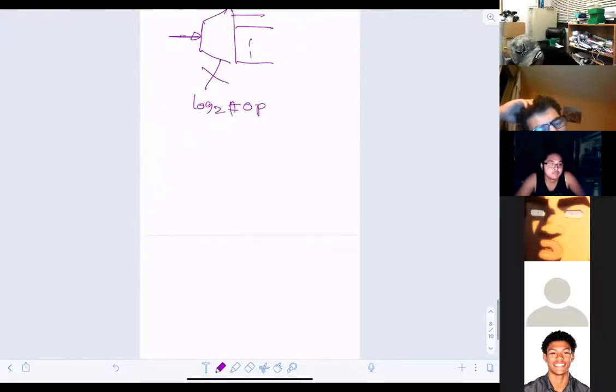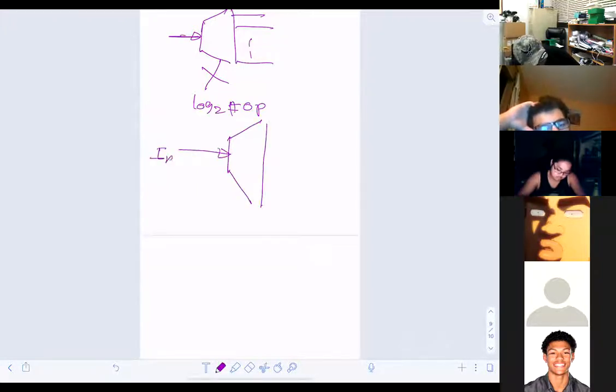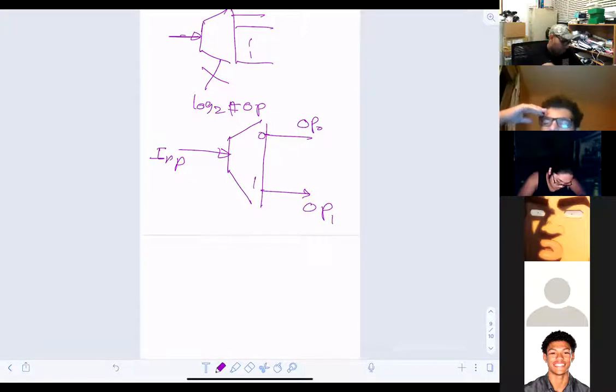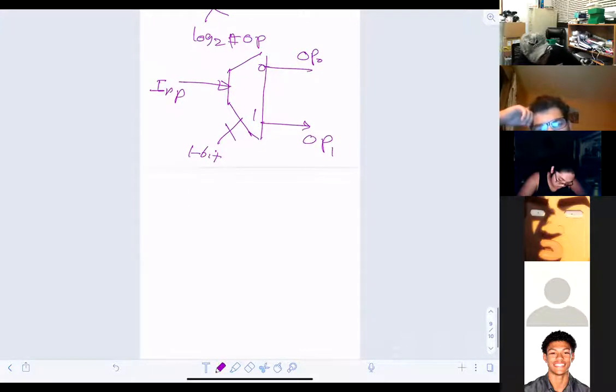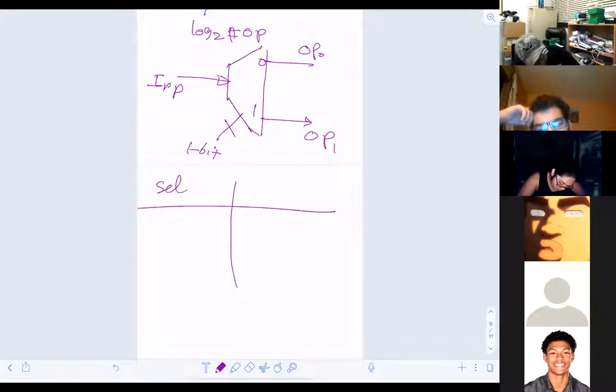Okay. So, example. This is the input, and this is output 0. This is output 1, and that's 0, 1, right? And here is my selector. So what will be the size of the selector? 1 bit. Let's make a table out of it. So the table would be the following. Selector, output 0, output 1.